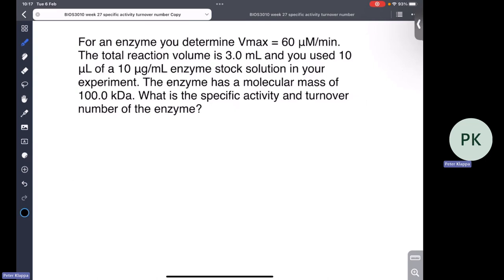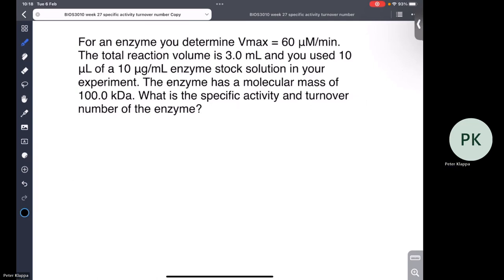For an enzyme, you determine Vmax equals 60 micromolar per minute. The total reaction volume is 3 milliliter, and you used 10 microliter of a 10 microgram per milliliter enzyme stock solution in your experiment. The enzyme has a molecular mass of 100 kilodalton. What is the specific activity of the enzyme? Let's not worry about the turnover number. We come to that in a minute.